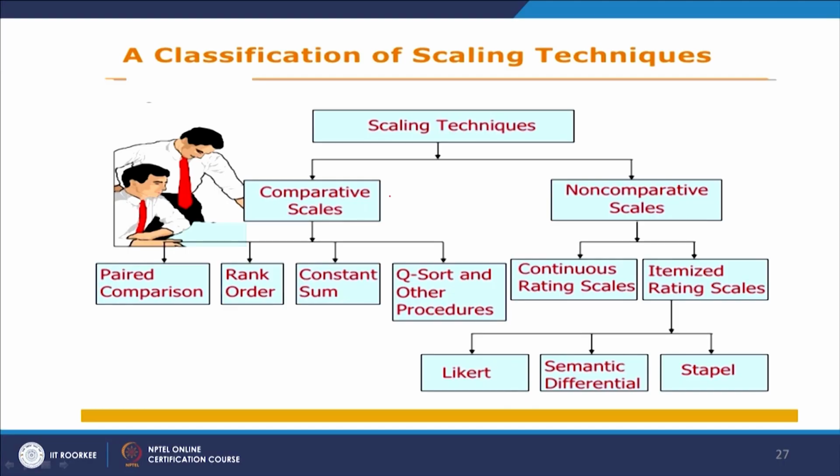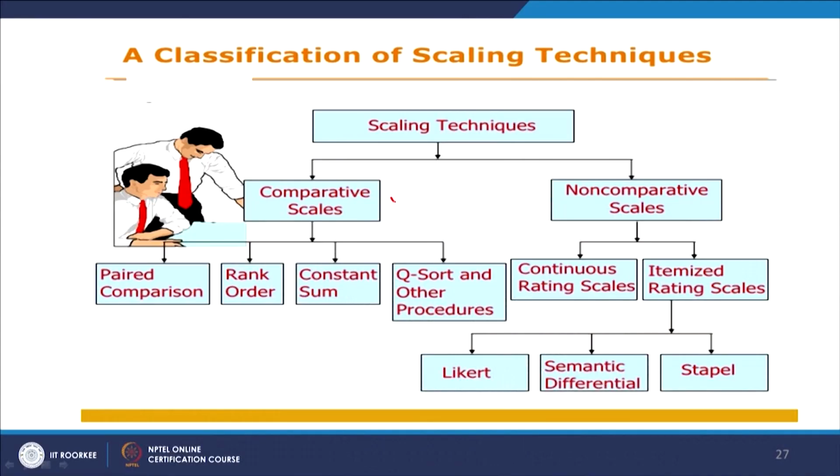How do you classify the scaling techniques? Basically two techniques: comparative and non-comparative. Comparative means you are comparing. In paired comparison, maybe I am comparing between A and B, and asking which is better. Let us say I am comparing between any two products, a Honda car versus a Ford car, and which is better, for any particular model. So when you do a paired comparison, it is a part of the comparative scale.